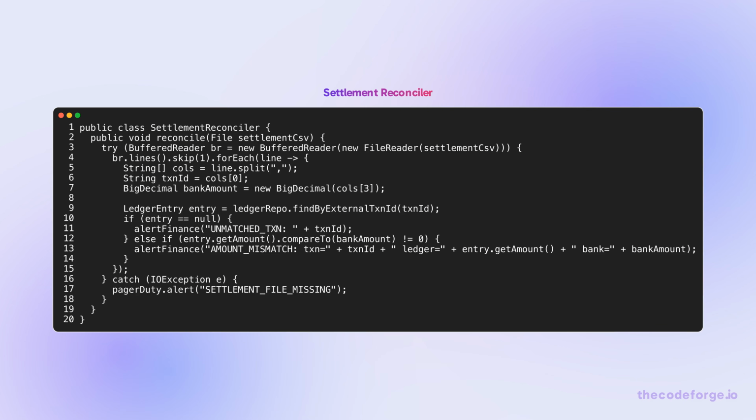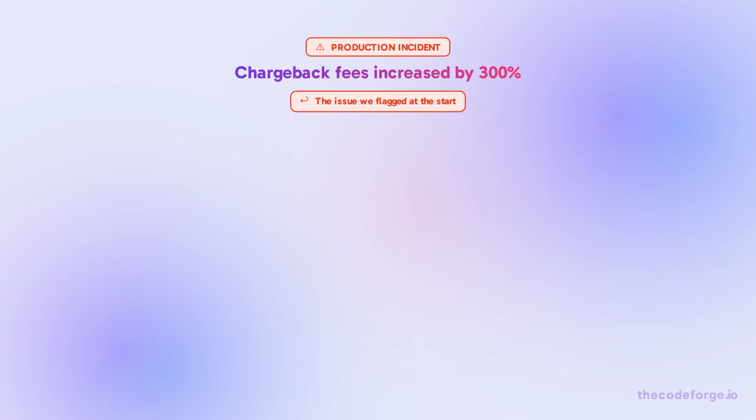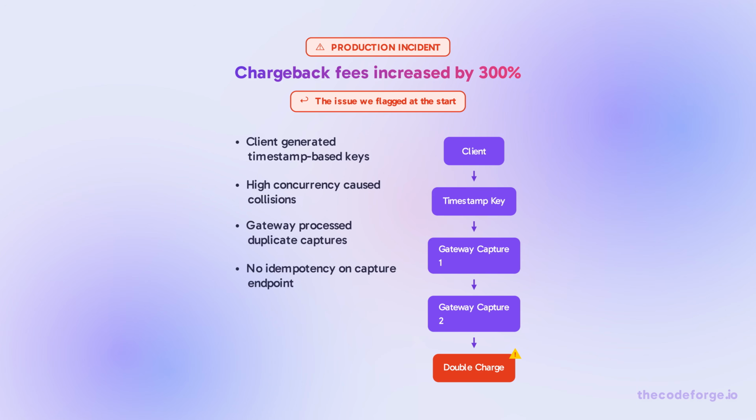This reconciler reads the settlement CSV, joins on transaction ID, and alerts on any unmatched or amount-mismatched rows. A missing settlement file triggers a critical alert. It's that important. This is the same issue we highlighted at the start. Here's exactly why that happened.